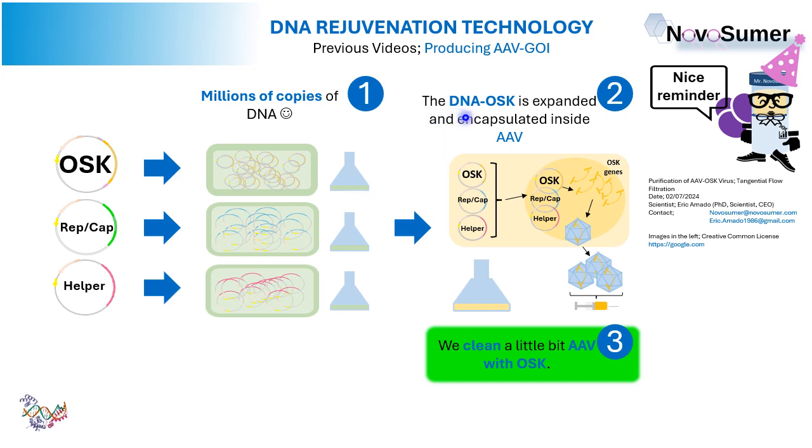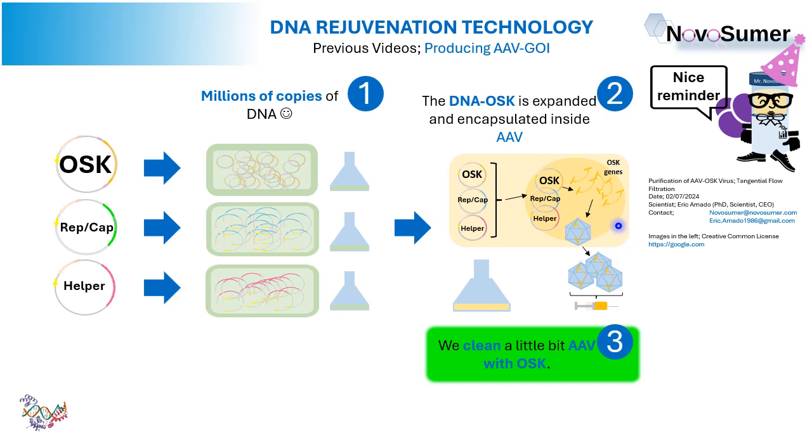Okay, the DNA OSK is expanded and encapsulated inside EV. This is the second step. So once we have our DNA, we use another type of cells, mammalian cells, to produce EV particles, as you see here, and the cells include the DNA, specifically the OS genes, inside the EV particles.